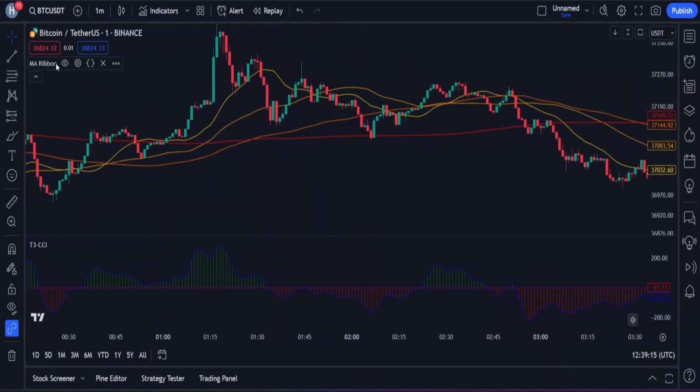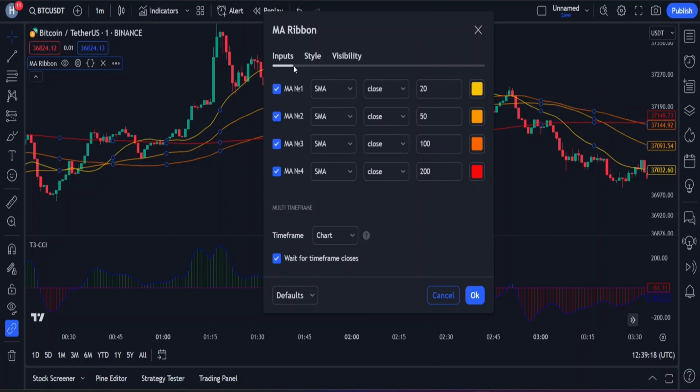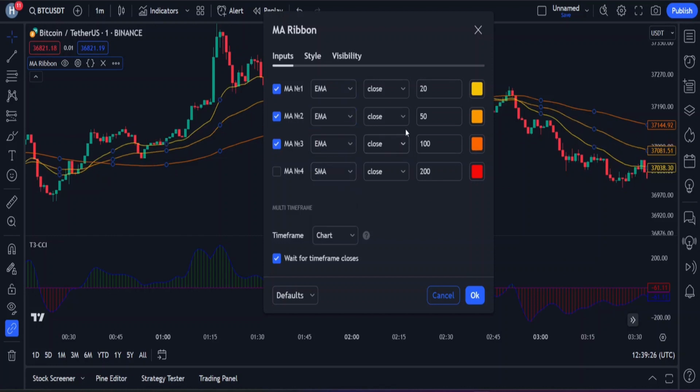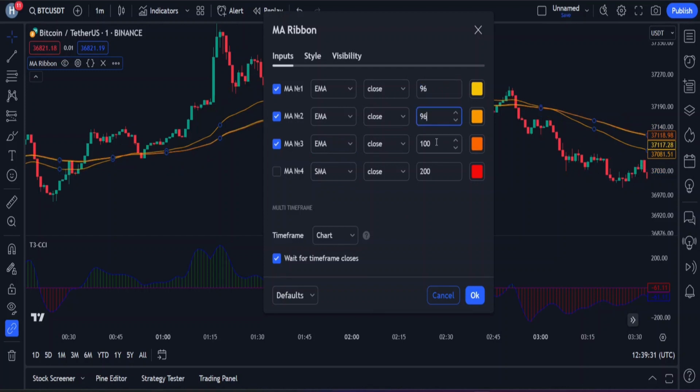Now, let's open the settings for this indicator. We need 3 moving averages, so we will remove one of them. And we will set these 3 moving averages to EMA, just like this. And we will set the length of these 3 EMA to 96. Make sure all 3 of them are set to 96.